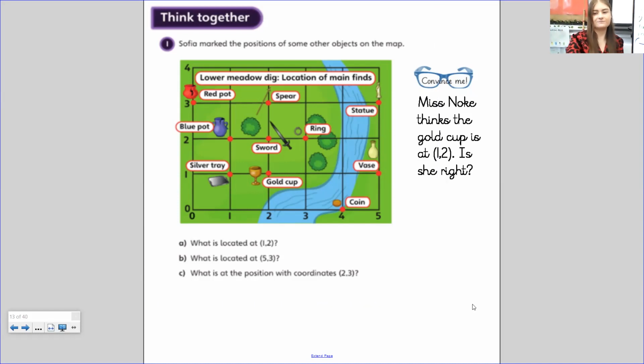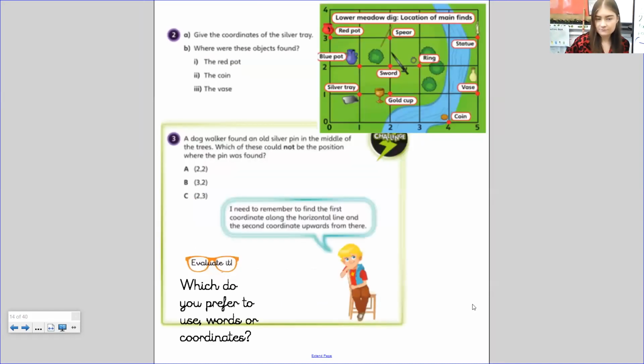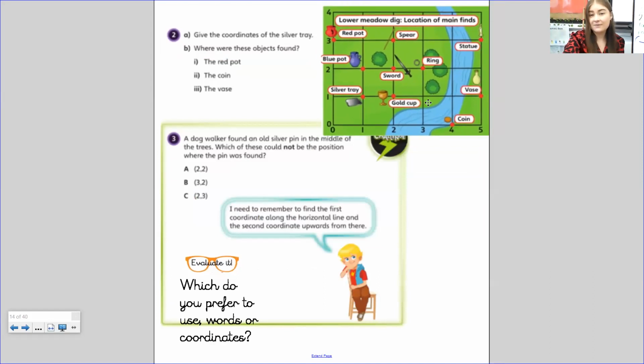Okay. Well done. So, give the coordinates of the silver tray is question 2A, and I've just put a little screenshot of the map there again because it's not on the second page. So give the coordinates of the silver tray. So the silver tray is here. What are the coordinates of that one? And then where are these found? So then B1, 2, and 3 are asking you to give the coordinates again of the pot, the coin, and the vase. So pause and have a go at those for me.